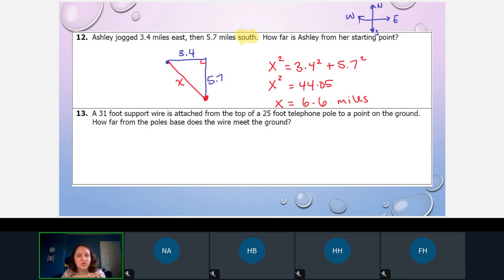Draw yourself a picture. You've got a 31-foot support wire attached from the top of a 25-foot telephone pole. How far from the pole's base does the wire meet the ground? Try sketching your picture. And then once you have an answer, go ahead and type your answer in the chat. I'd like to see what you get. Round to the nearest tenth. I'll give you 3 minutes, maybe 4 if we need it. Let's try number 13.